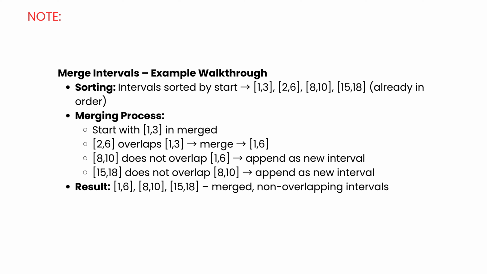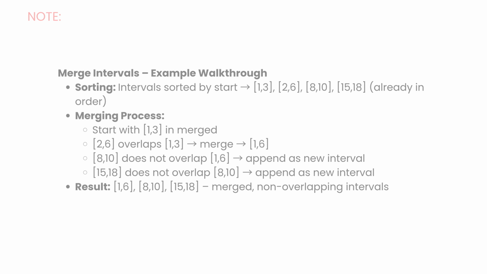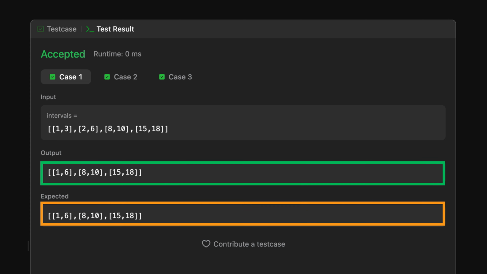Start with [1, 3] in merged. Next is [2, 6]. Since 2 is within the previous interval's end, 3, they overlap. So we merge them into [1, 6], by extending the end to the max of 3 and 6. Next is [8, 10]. This does not overlap with [1, 6], because 8 is greater than 6, so we add it as a new interval. Next is [15, 18]. Also no overlap with [8, 10], so we add it as well. And that's exactly what our program outputs: [1, 6], [8, 10], [15, 18], matching the expected result.